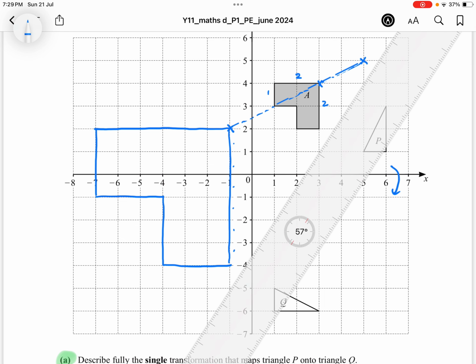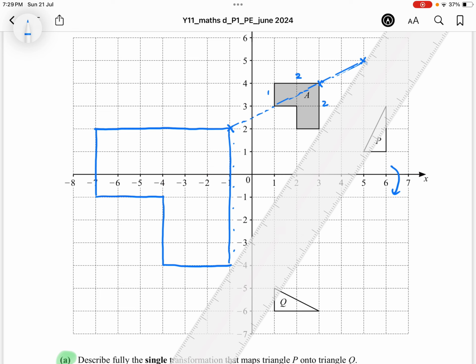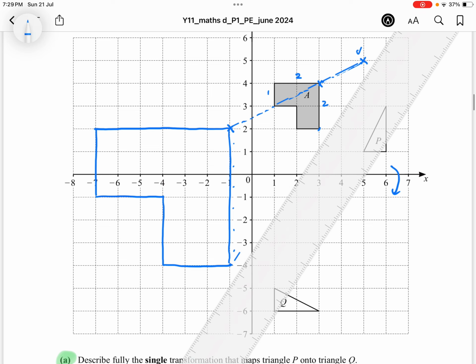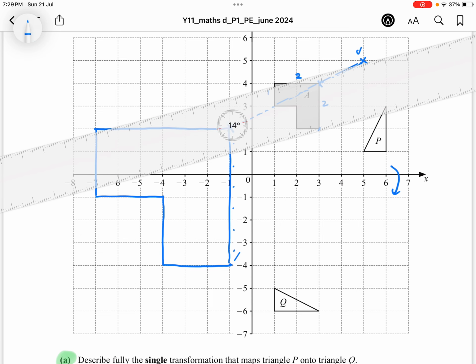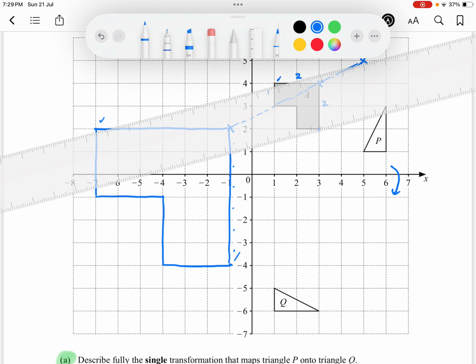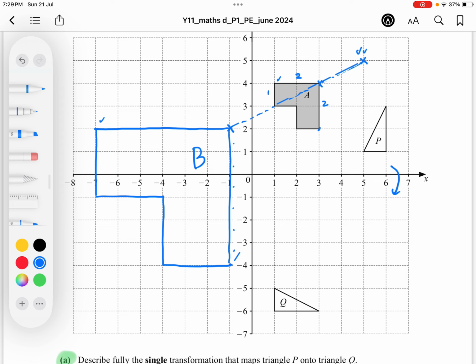If this is correct, our enlargement is correct, your center, object, and image should be on the straight line. So center, object, image, okay, that's that straight line. Then I'll just choose another point just to confirm. So center, object, image, all 3 points are on the straight line. That means definitely we're doing the right thing, and this is your shape B.